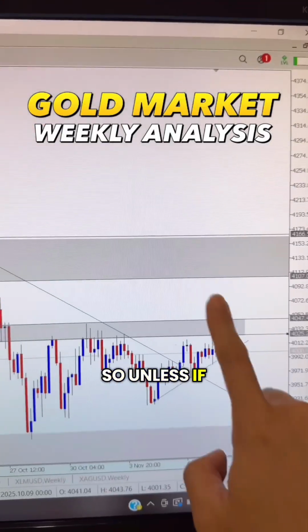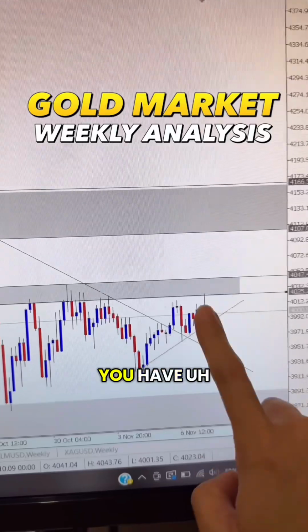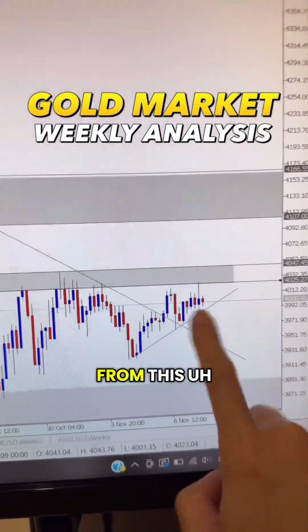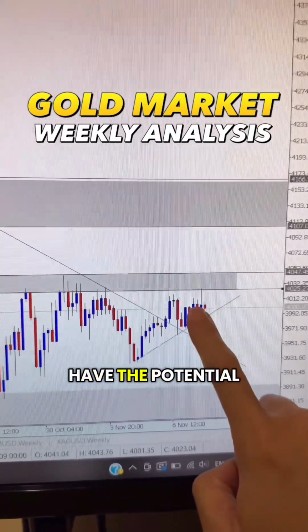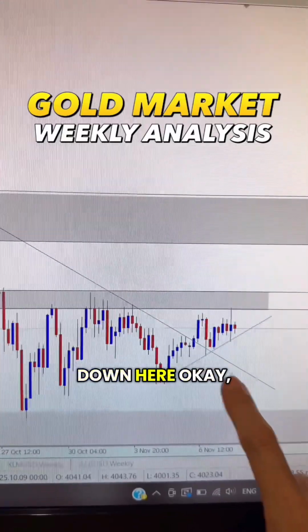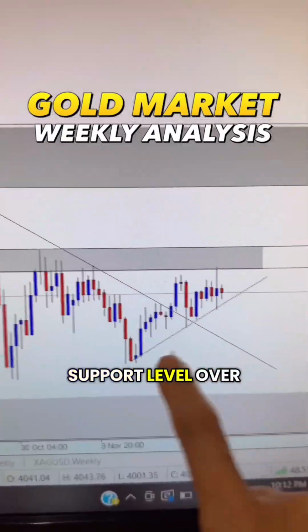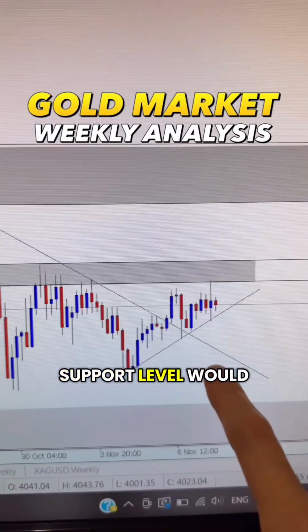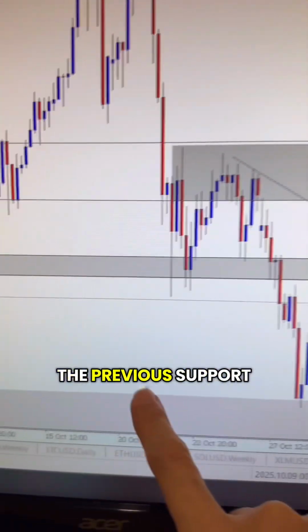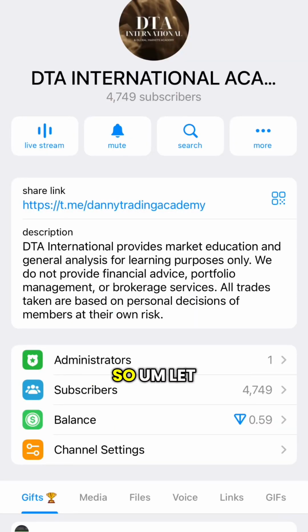Unless Gold manages to break up from this zone here, or unless it breaks up from this trend line over here, you might have the potential to drop all the way down here, to this support level, or the next support level further down over here, the previous support area around here. So let us take a look at next week's Gold market to determine.